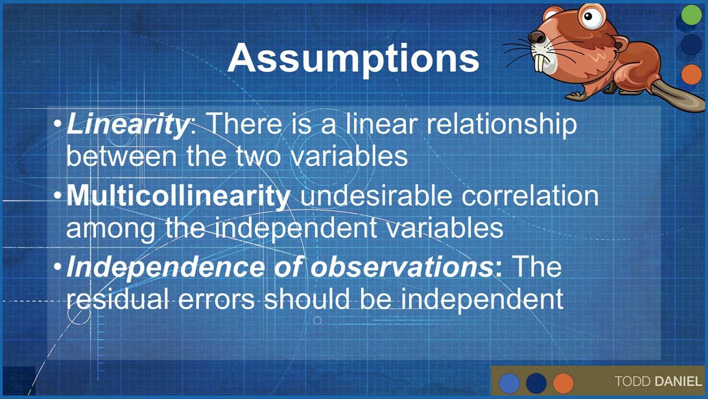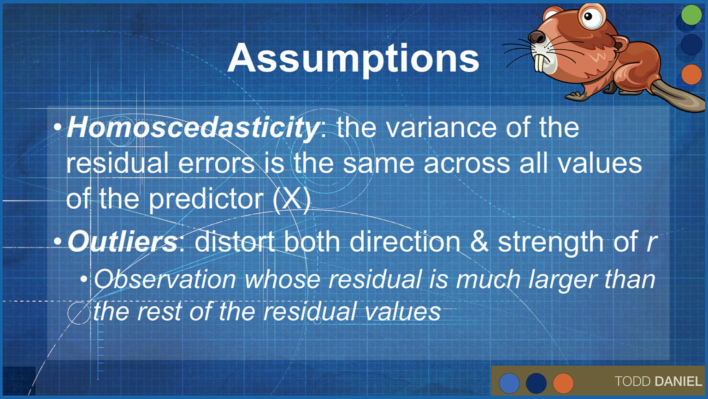There's also an assumption of independence of observations. Now this we see when we examine the output of our regression and we look at the residual errors. Those should be independent, and I'll show you an example of that here in a moment. Another assumption for regression is homoscedasticity. That means that the variance of all those residual errors should be the same across all values of a predictor, and we can look at that as we examine the output for our regression equation.